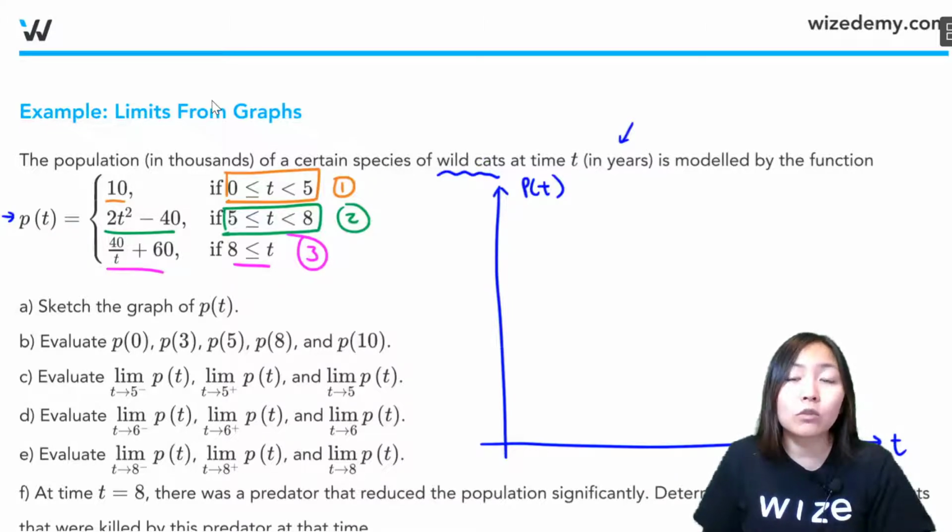Part A, we want to sketch the graph of p of t. So I already have the axes down here. T is in years, so 1 year, 2 years, 3 years, and so on. P of t is the population in thousands. Now, for a piecewise function, we have to graph each of the pieces. The first piece happens between t equals 0 and t equals 5, which is give or take somewhere around there.